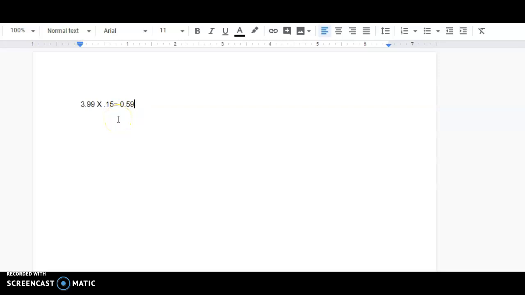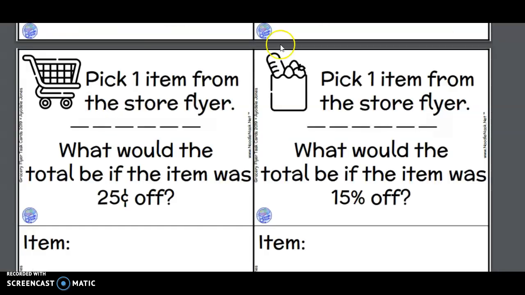After you have just 2 numbers left, like that, then you're going to come on your calculator and put in 3.99, hit the minus button, and then you can just put decimal point 59. Hit the equals button, and whatever answer pops up, that is your answer. That is how much the butter will cost you if it's 15% off. That's what you're doing today for your assignment.